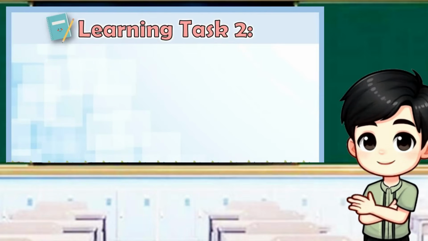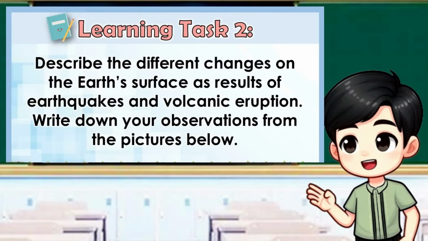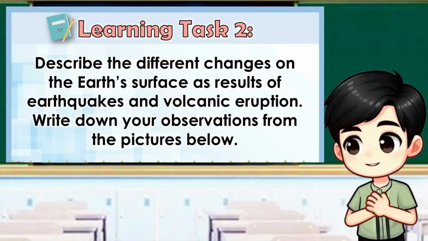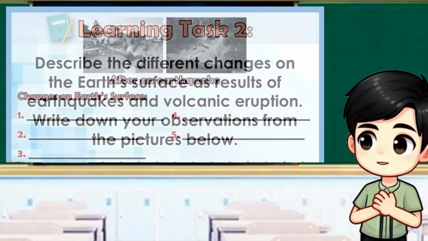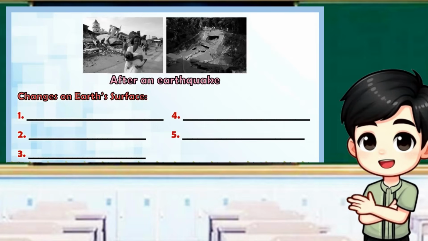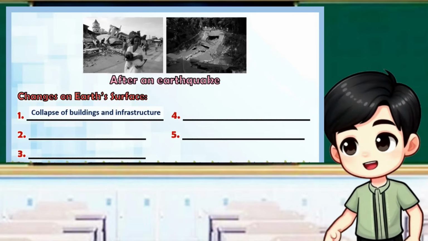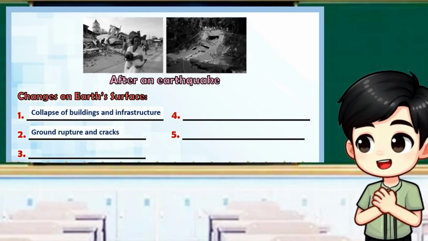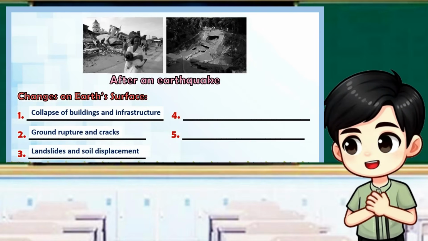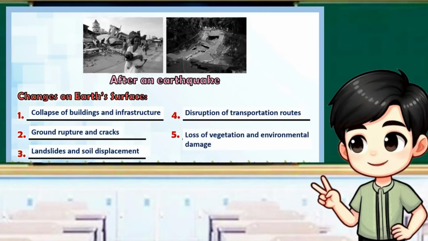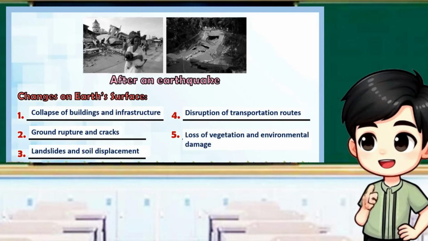For learning task 2, describe the different changes on the Earth's surface as results of earthquakes and volcanic eruption. Write down your observation from the pictures below. So here is my example answer. After an earthquake, based on the pictures, the changes on Earth's surface are: first, collapse of buildings and infrastructure. Second, ground rupture and cracks. Third, landslides and soil displacement. Fourth, disruption of transportation routes. And fifth, loss of vegetation and environmental damage.